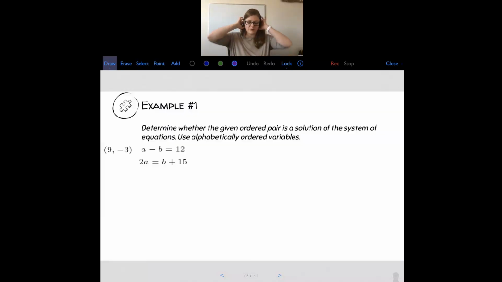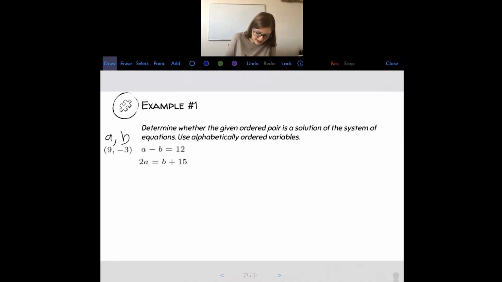So first, example 1, determine whether the given ordered pair is a solution of the system of equations. Use alphabetically ordered variables. So I wanted to talk about this. We have equations using a and b, so alphabetically ordered means this would be a comma b. Okay, so what we do to check if it's a solution is we plug a and b in both equations and see if it makes the equation true.